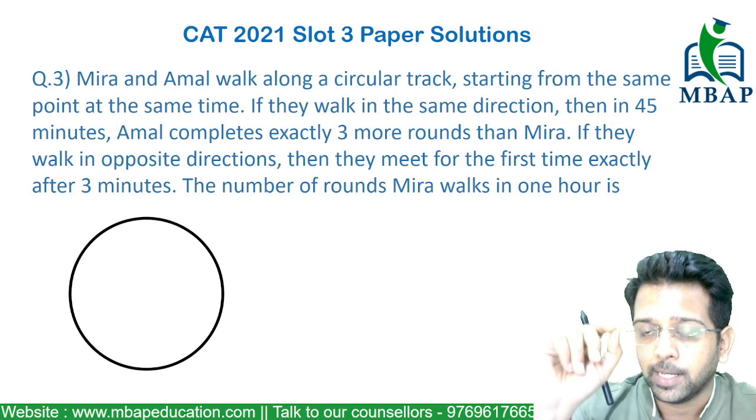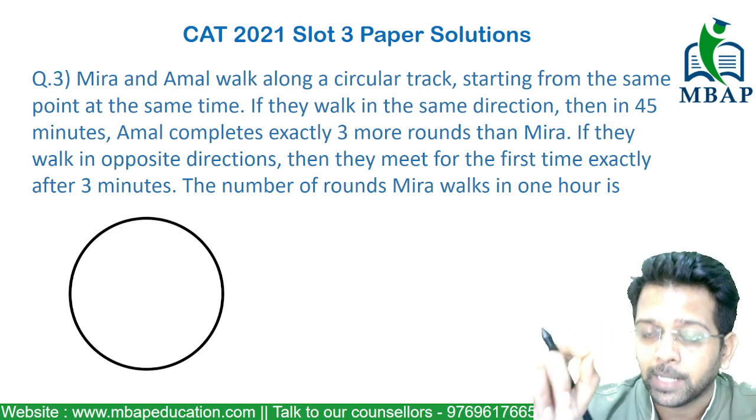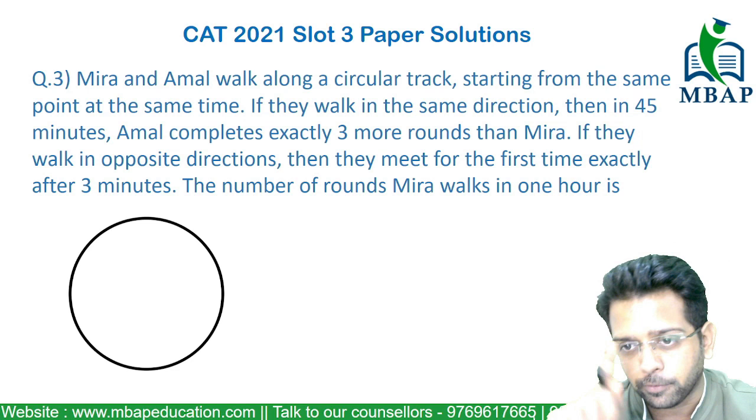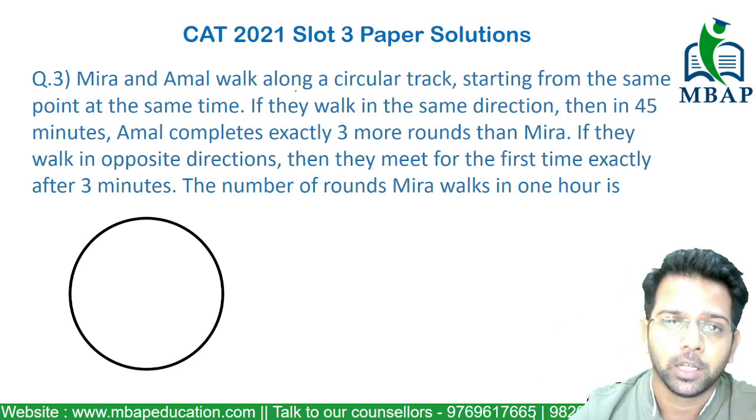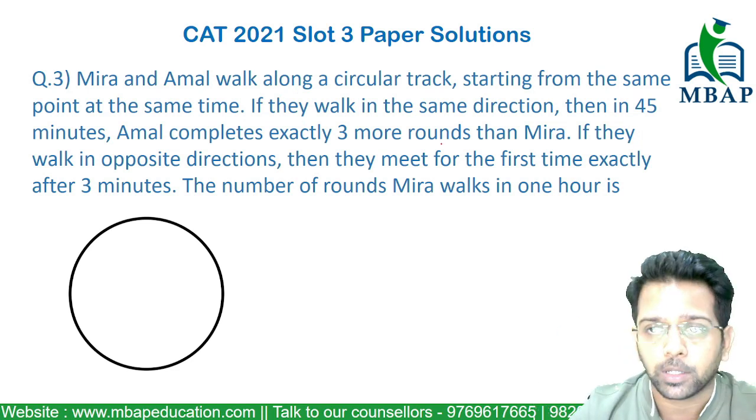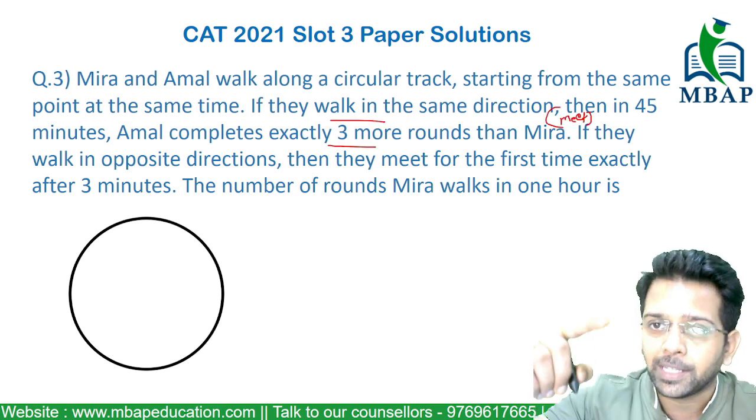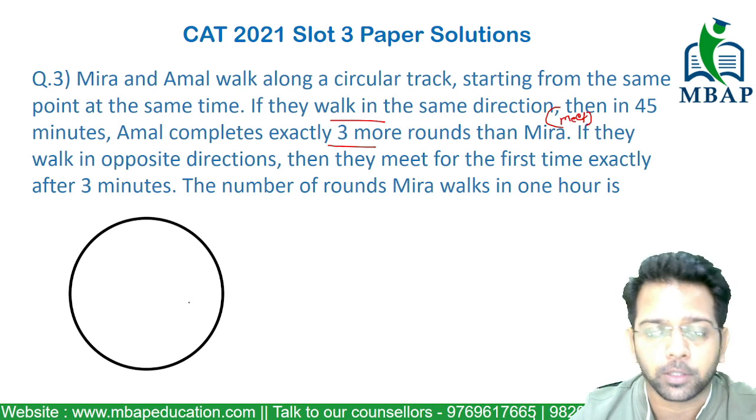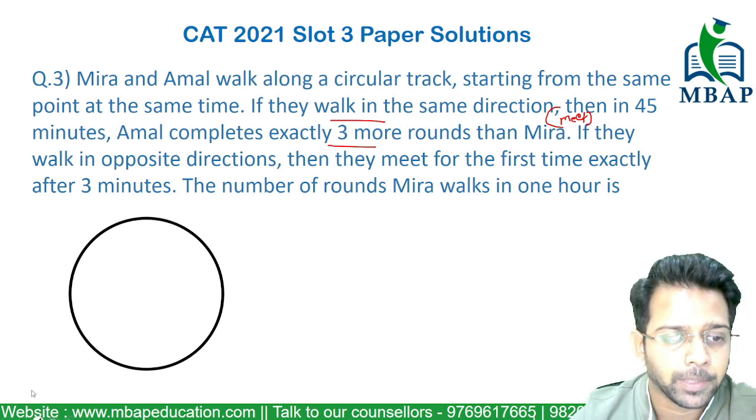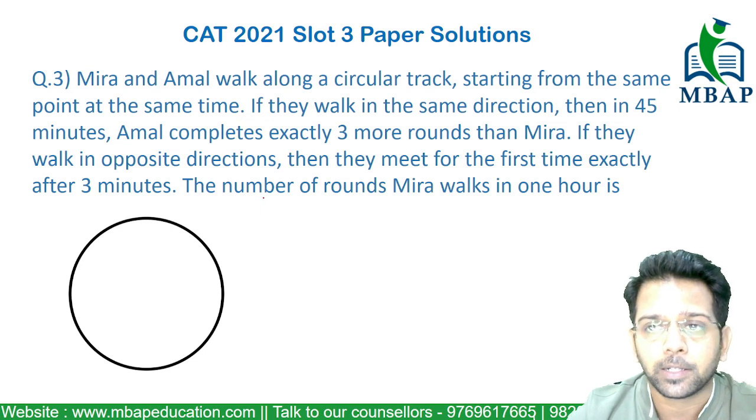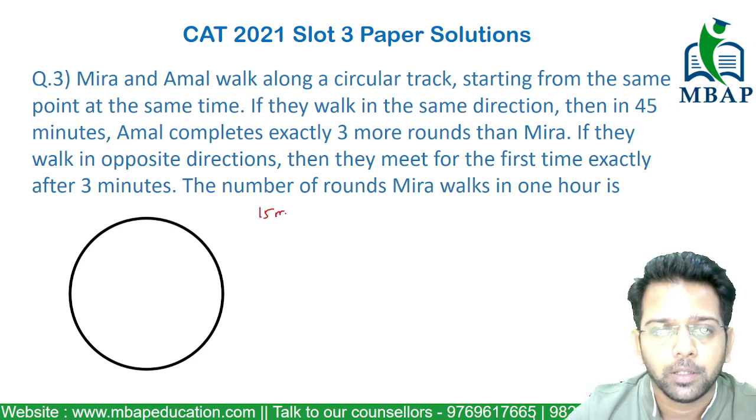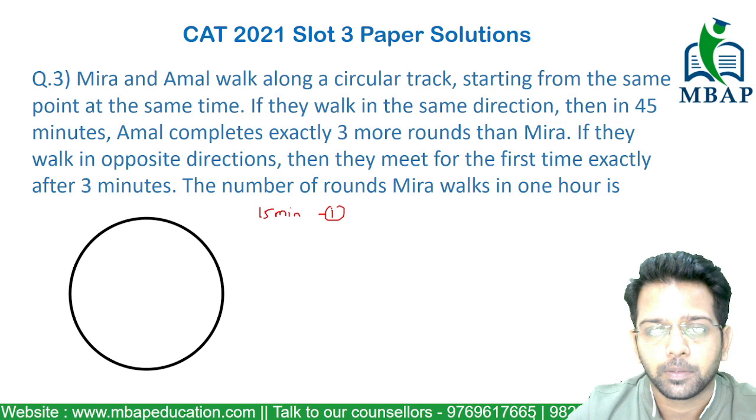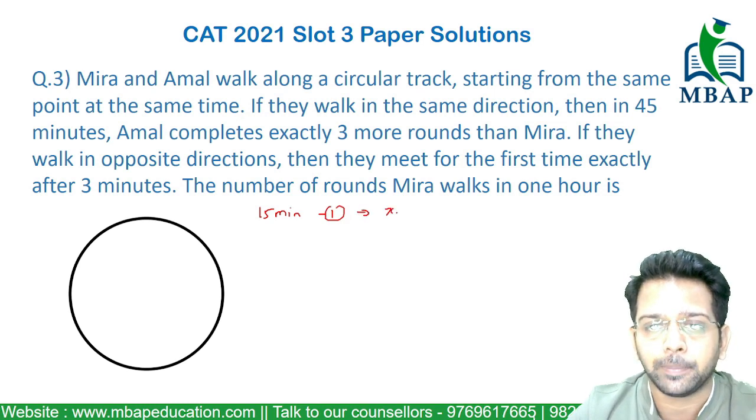So the logic is, in 45 minutes they are meeting for the third time. So in 15 minutes they will meet for the first time. That's the only logic. You got to convert the difference into this meeting point. Whatever the number of gap is, that many times meeting will happen when they move in the same direction. So if in 45 minutes they meet for the third time, then certainly in 15 minutes they meet for the first time, when both of them are going in the same direction.